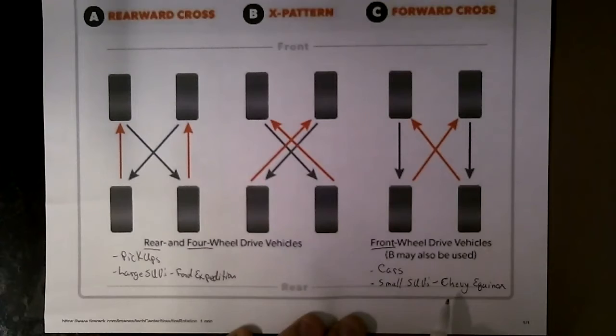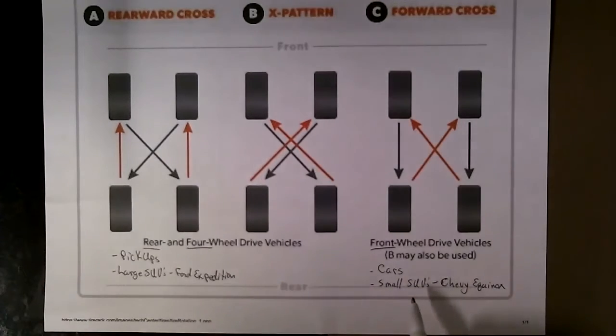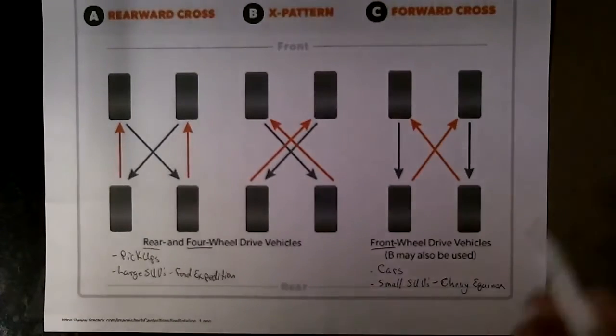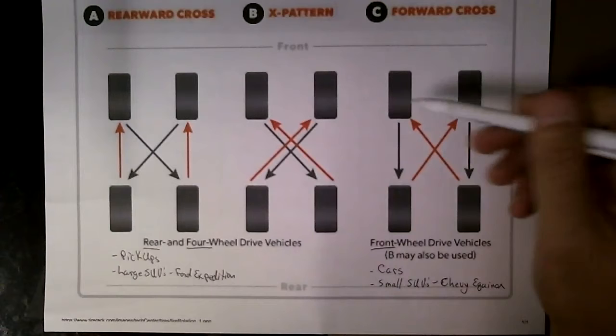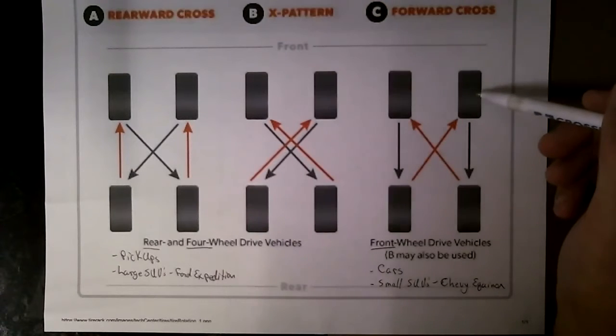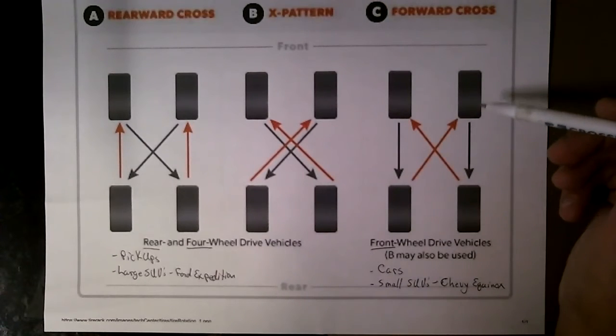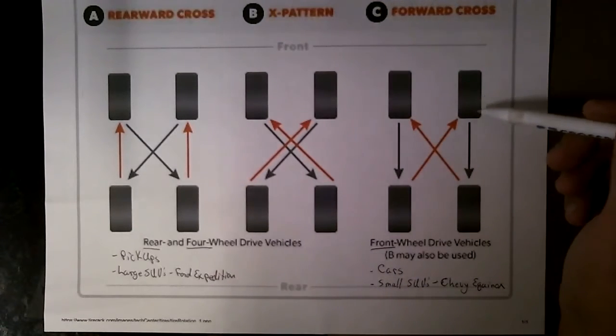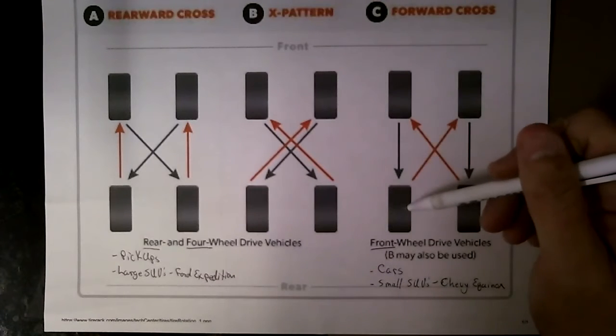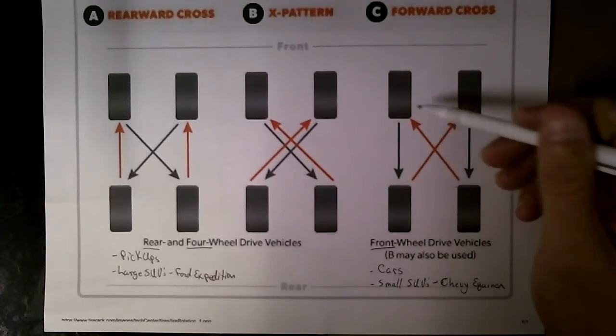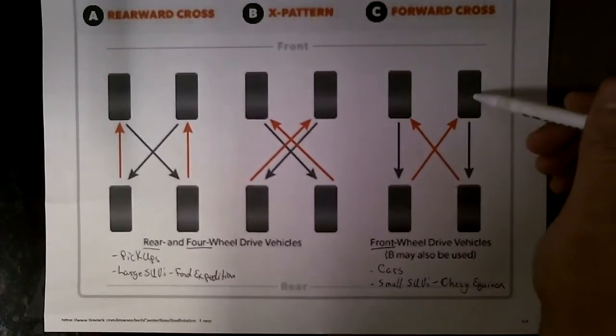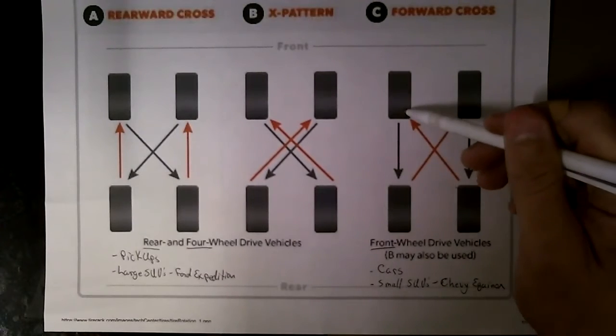In this case, the frontward cross, we take the front wheels. Remember, those are the wheels that are getting most of the force from the drivetrain. Those wheels will come straight back, and the rear wheels will cross. So the left rear becomes the right front, the right rear becomes the left front.